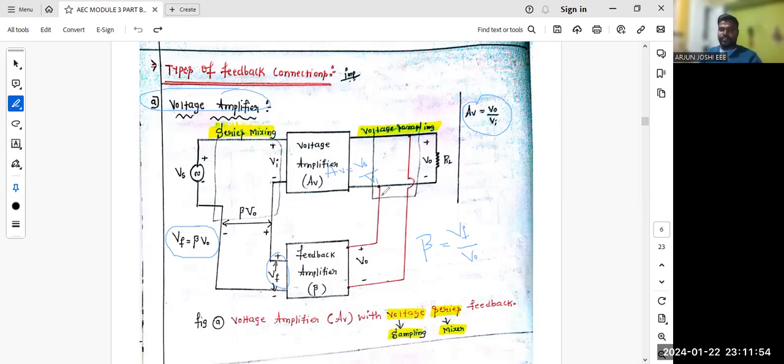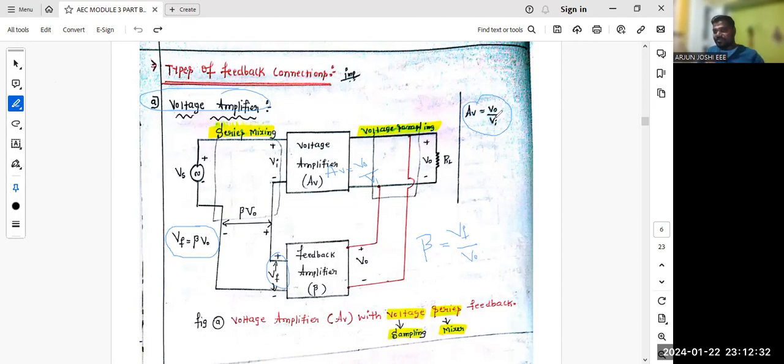Now let's write. Please write down only the voltage amplifier. Concentrate on only these two boxes: the voltage amplifier and the feedback amplifier. Now, what is the gain equation? AV is equal to V naught divided by VI. VI is nothing but a mixer, and V naught is nothing but a sampler.